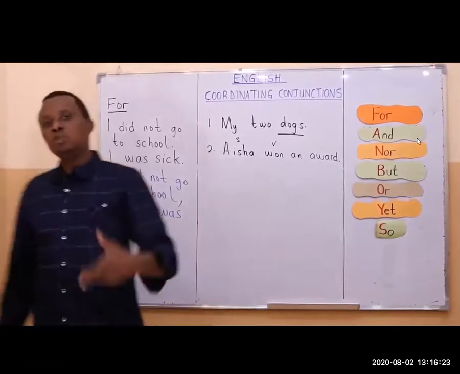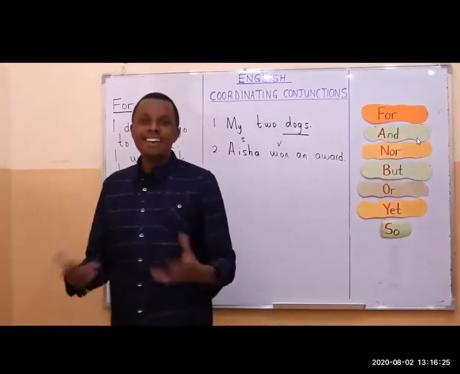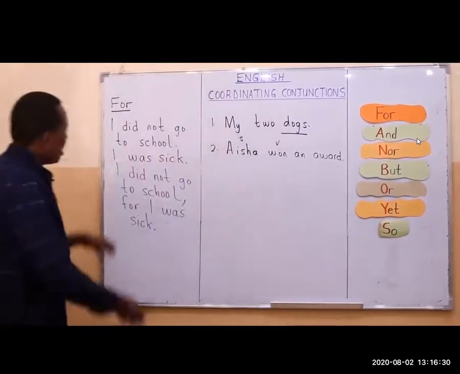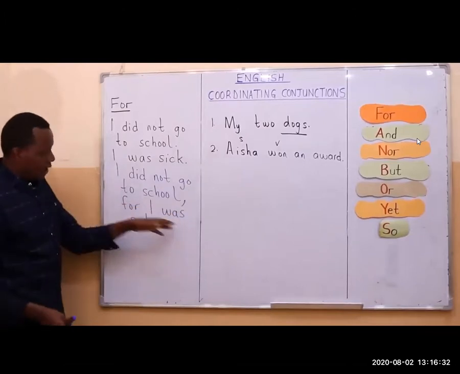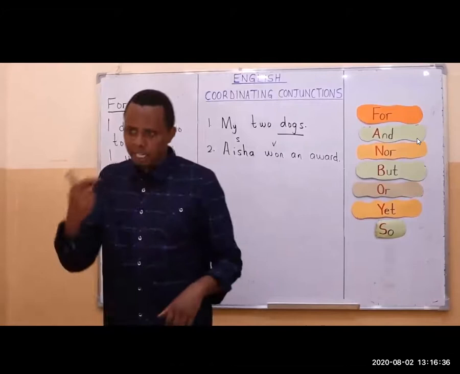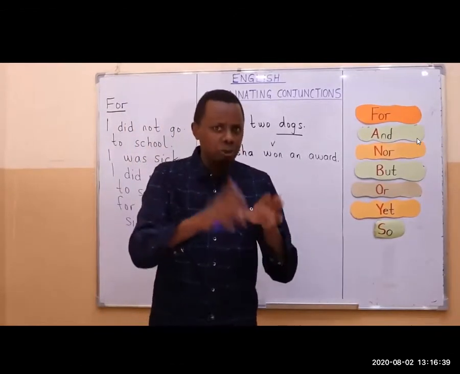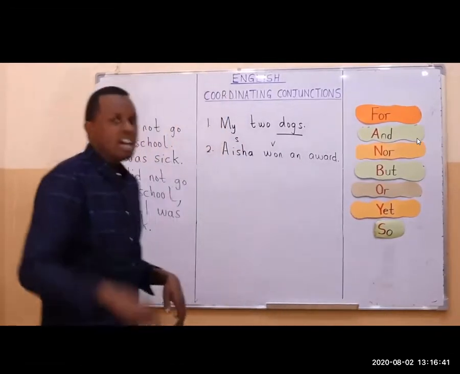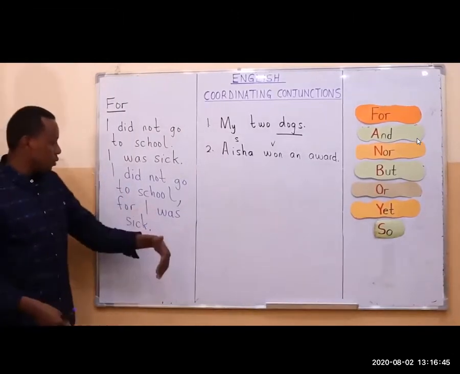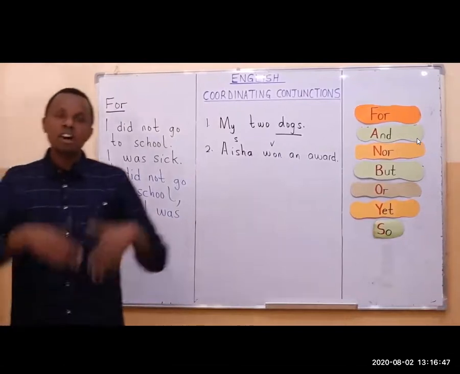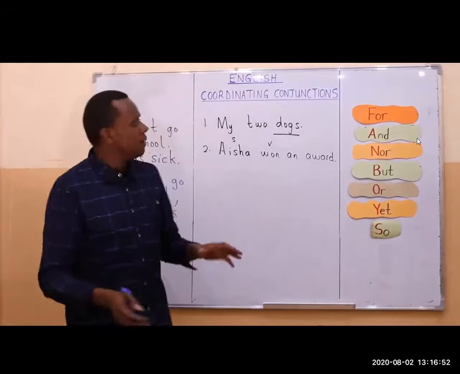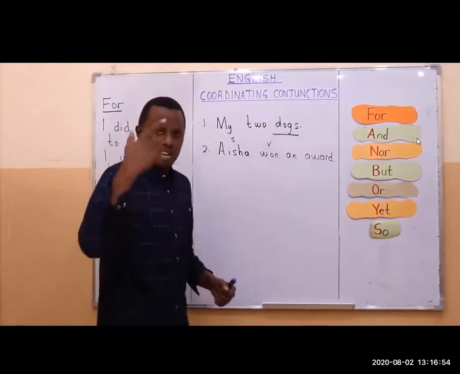However, if the two of them are not independent clauses, then I don't need to use a comma before I have a conjunction. So, I did not go to school for I was sick. And I know because you're very smart, you're probably thinking that in that sentence, I can also use because, and you're right. You can also use because here. You could say, I did not go to school because I was sick. But because is not a coordinating conjunction. Now, let us go to the next one, which is and.